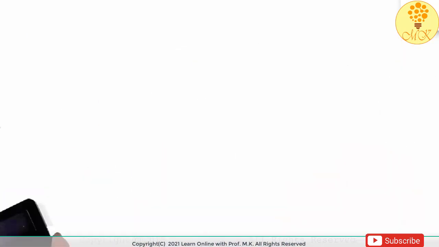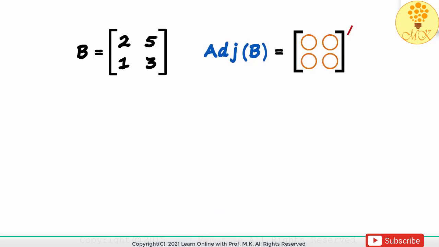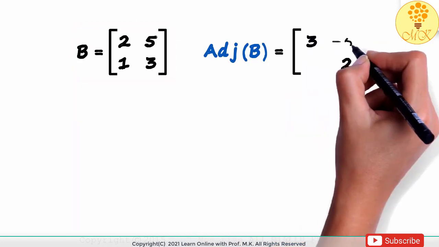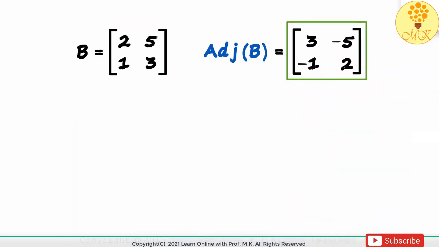So let me give you an easier example. For this 2 by 2 matrix B, we need to find its adjoint. Try it out. Okay, so maybe you first found the cofactors and then the transpose. But there is a much simpler way to find the adjoint of 2 by 2 matrices. Without really finding the cofactors and the transpose, we can instantly write this as 3, 2, -5 and -1. That's the answer which you should have got. This will be the adjoint of B. But how did I get it so fast?